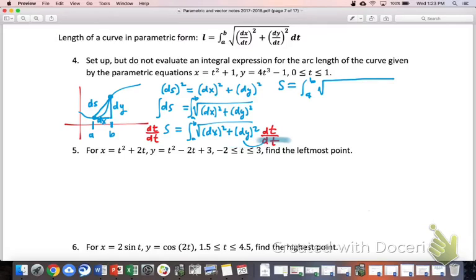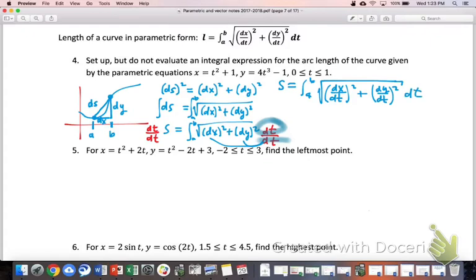So I need to actually make this square root a little bit taller. When I multiply the dt in there, it's going to become dx squared over dt squared. And then the other distributive property would give me dy over dt quantity squared. And then keep in mind, I left this dt out, right? So that dt is still hanging out here, giving us our formula.